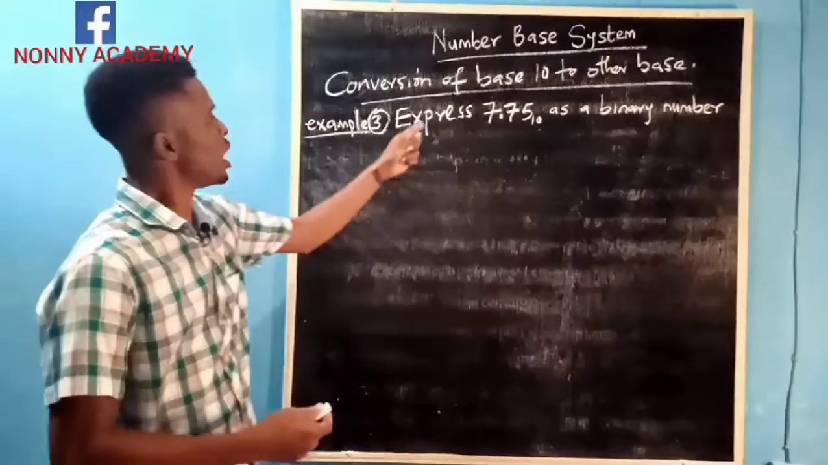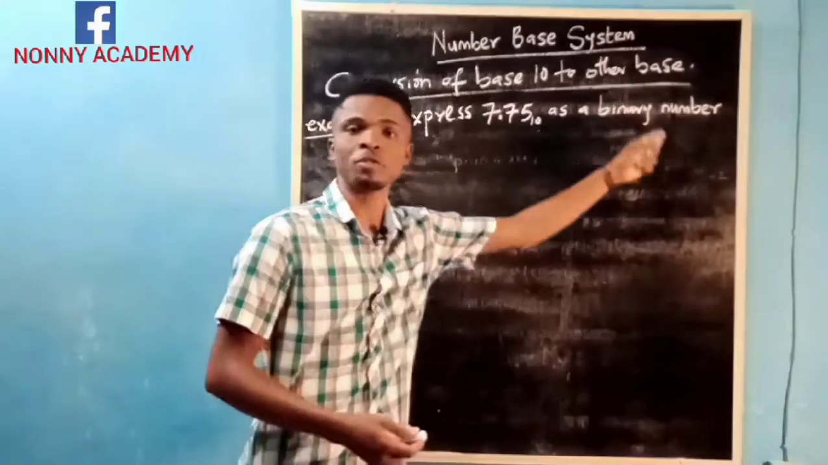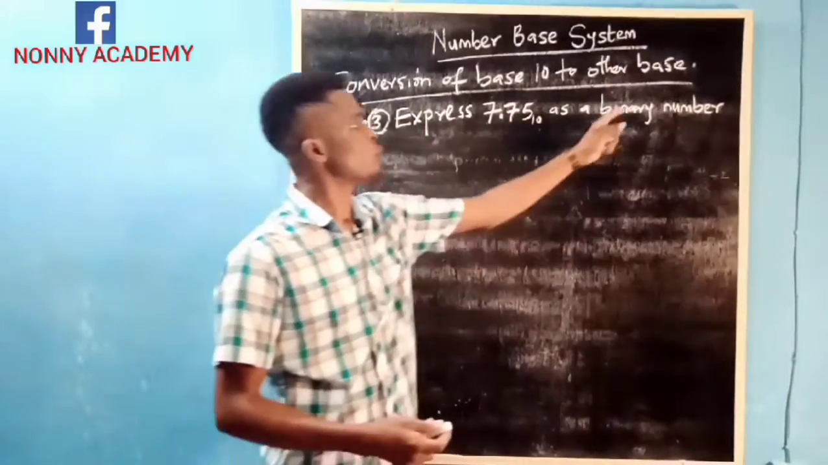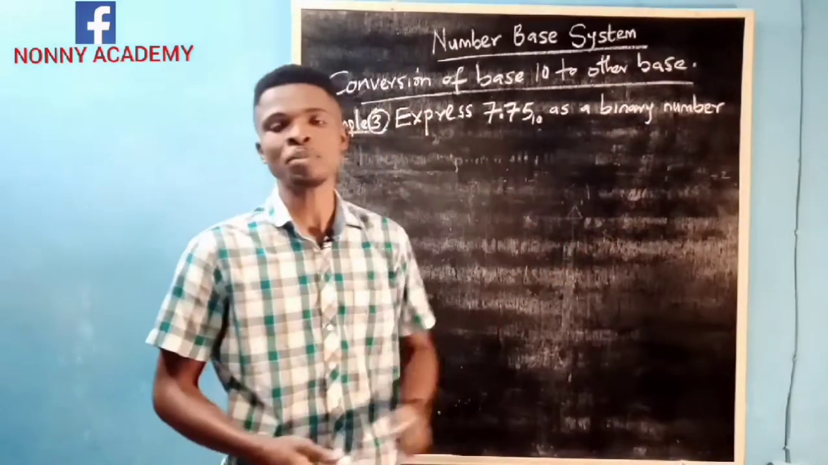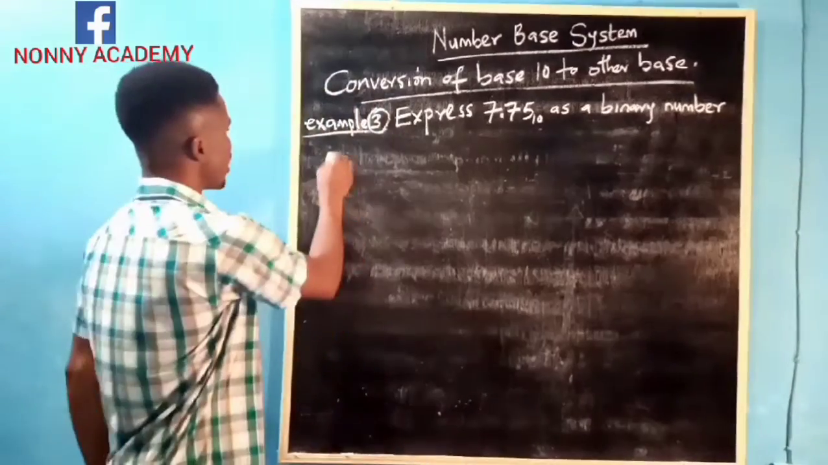Example 3. Express 7.75 base 10 as a binary number. When we see binary number, it's the same thing as base 2. Now we have the solution.